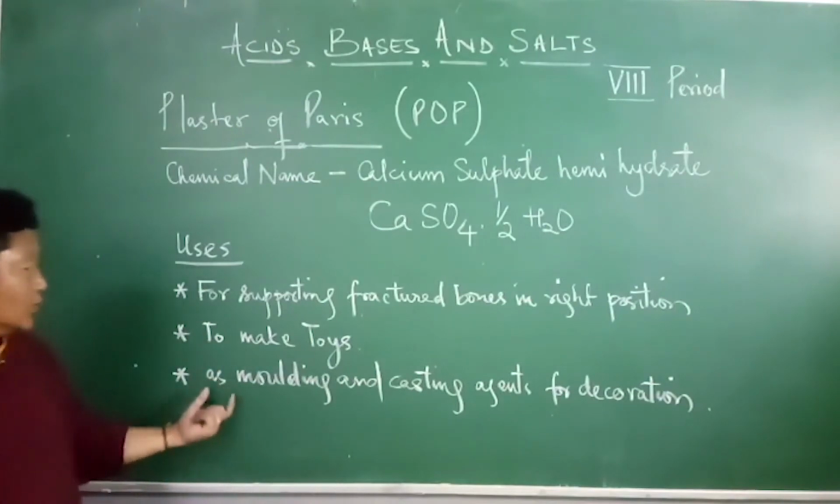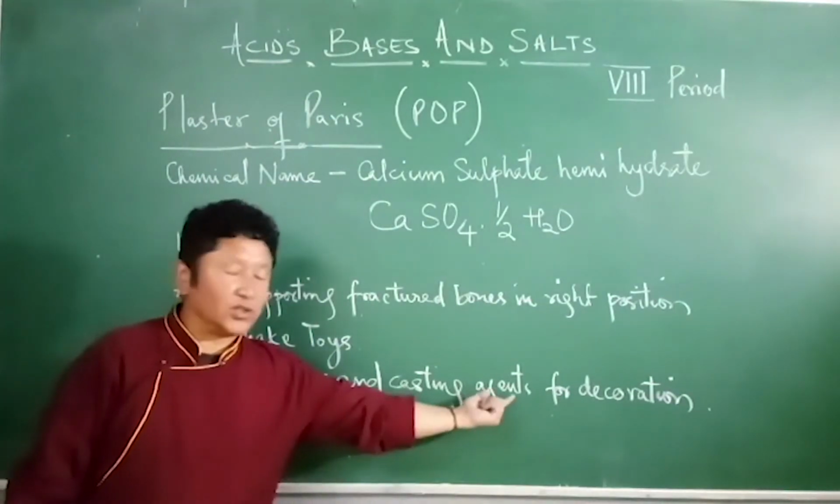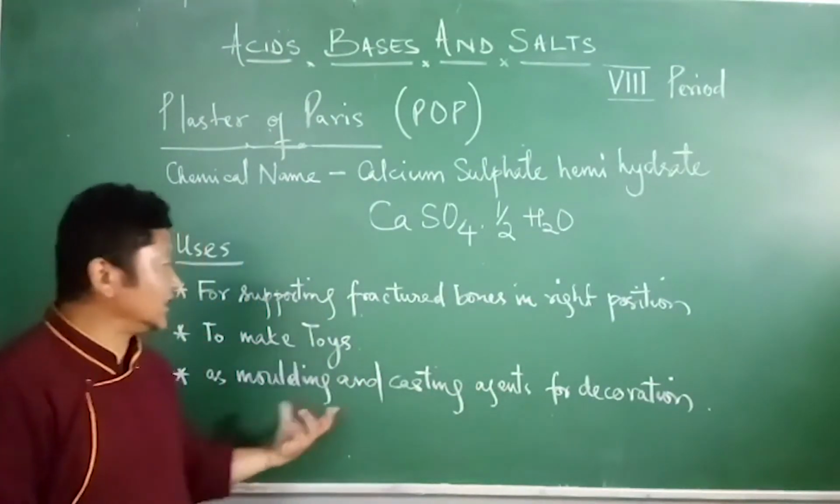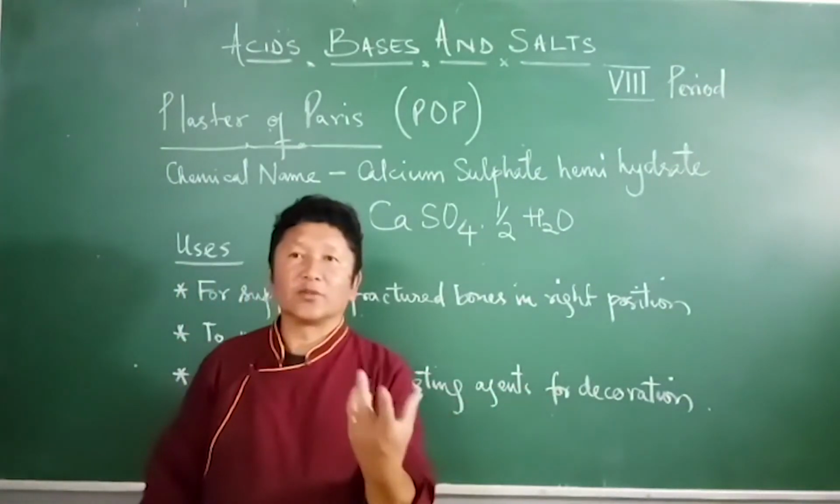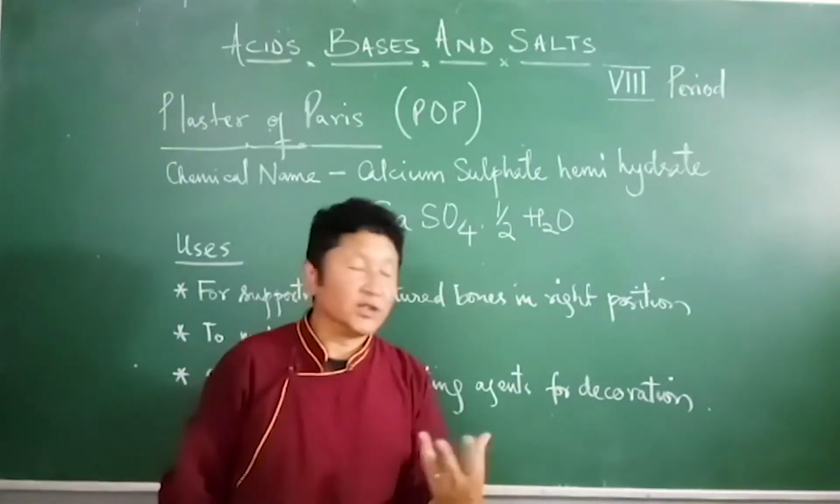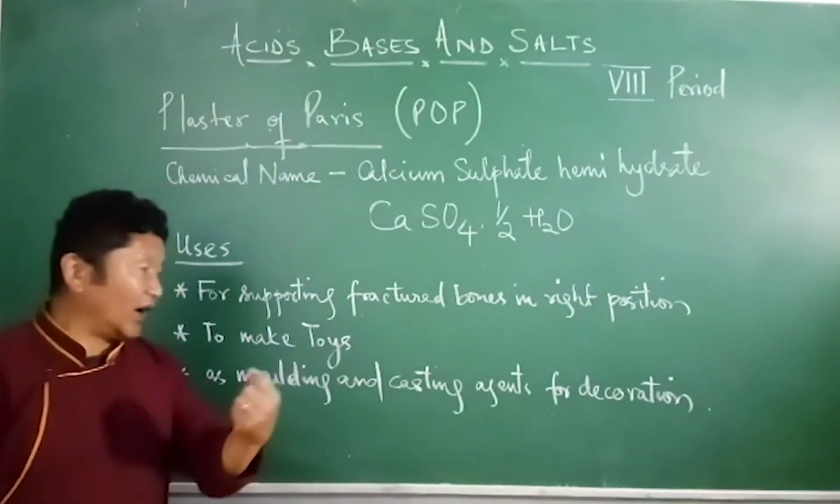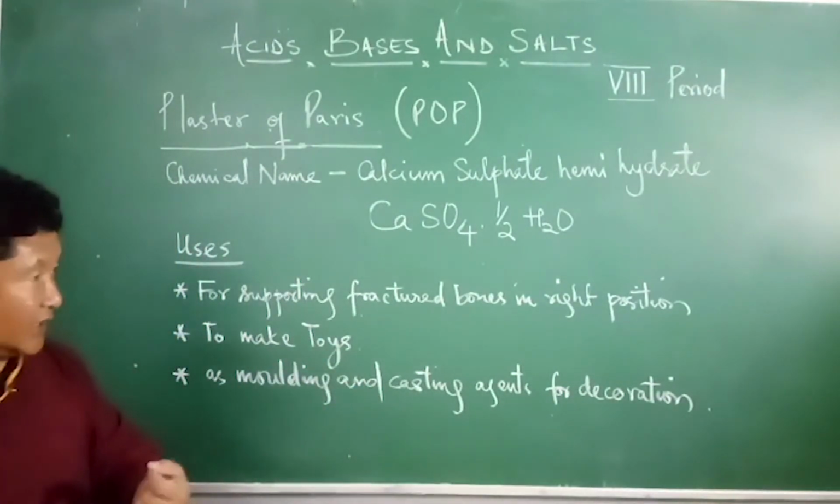Plaster of Paris is used as a molding and casting agent for decorative elements.